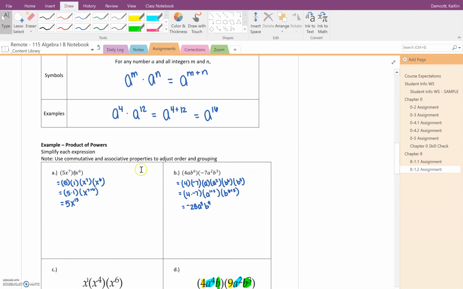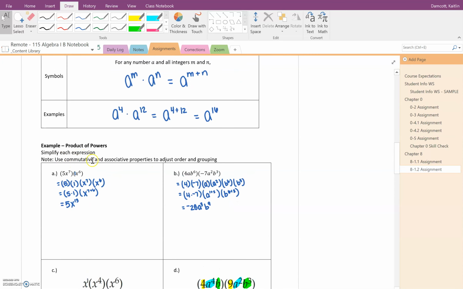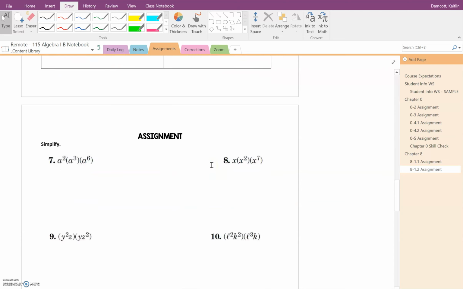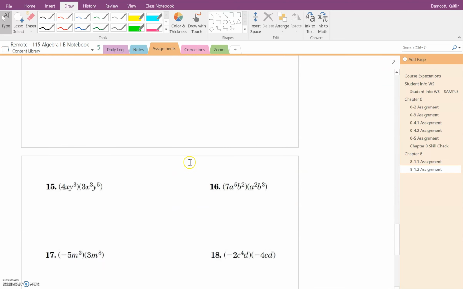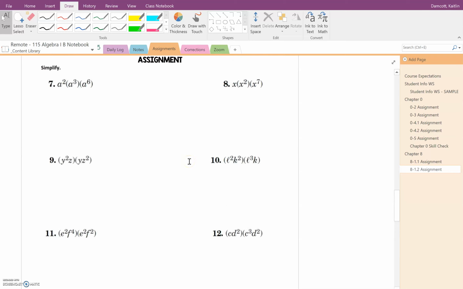In our practice problems that we did together, we used the commutative property to switch our order and the associative property to switch our grouping, and that allowed us to do some simplification. So in this video, I'm going to take a look at number 9 and number 18, just to give you a little bit more if you need it.